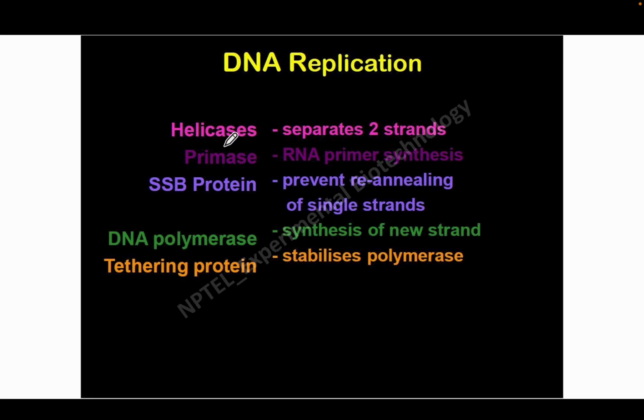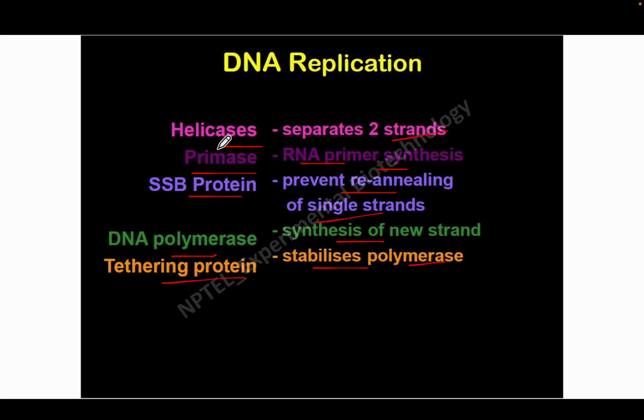DNA replication, helicases. So what are the enzymes required for DNA replication? Helicases, primase, SSB protein, DNA polymerase, tethering protein. Helicase means separates, so helicase basically separates two strands. Primase, RNA primer synthesis. SSB protein prevents reannealing of single strands. DNA polymerase, synthesis of new strand, and tethering protein stabilizes polymerases.